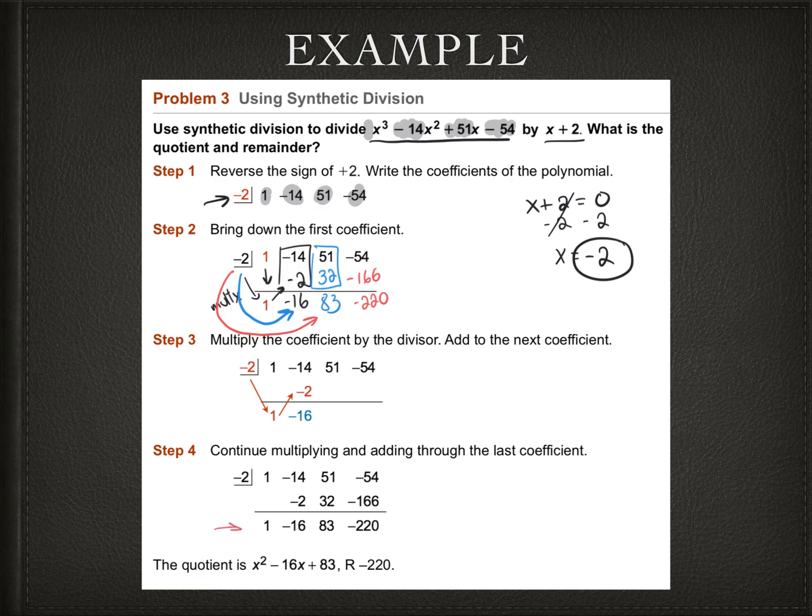Now your final answer is going to be this solution, but you're going to write it in a specific way. Now, since you started with an x to the third power, this is now an x squared. So it's going to be 1x squared minus 16x plus 83. And then we have this negative 220. So we're going to write remainder negative 220.